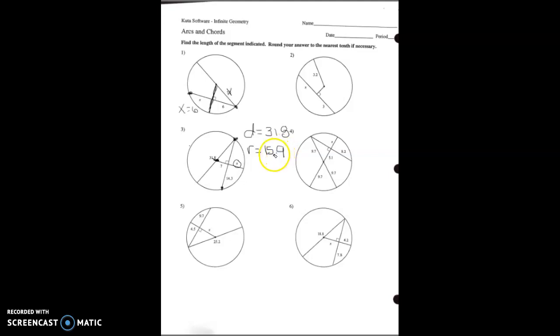So now let's filter through all the extra information. I have a radius that's 15.9. So radius, every radius measures the same. So this radius from here to here is 15.9, but it's also 7 plus x. So in order to find x, subtract 7 from both sides, and x is 8.9. I know that's challenging. You've got to filter through the extra information and apply some of the pieces that you do know.